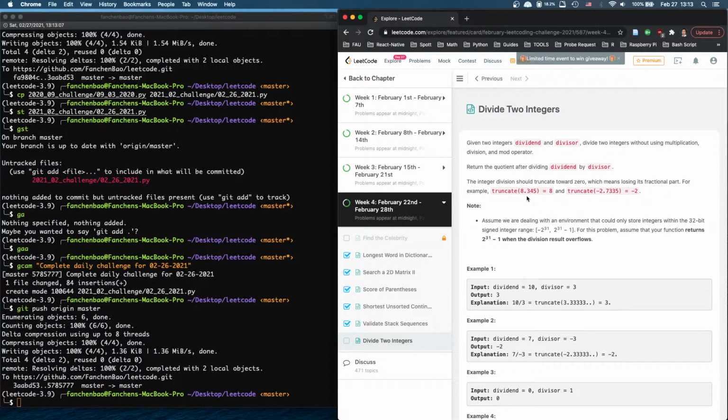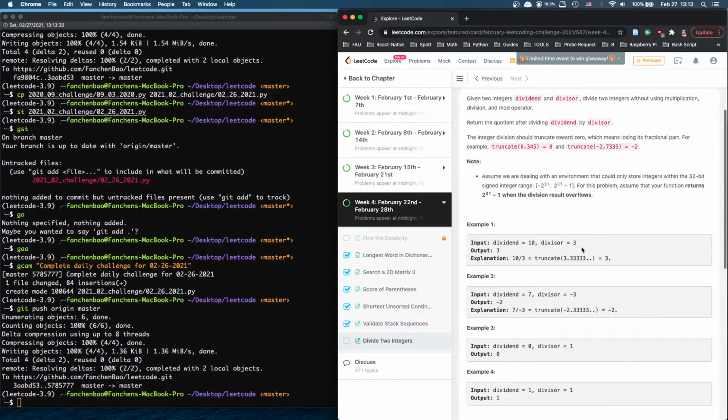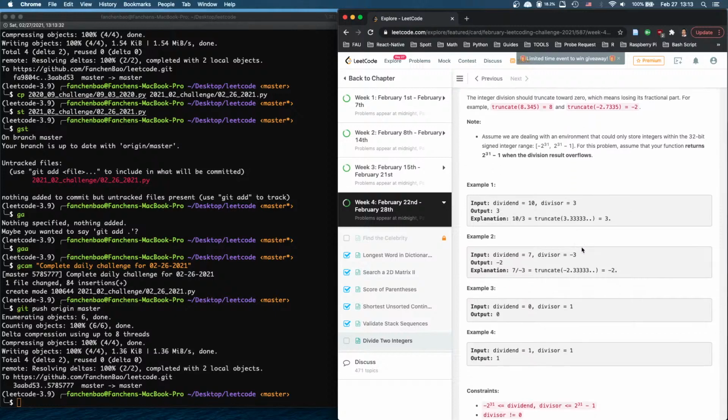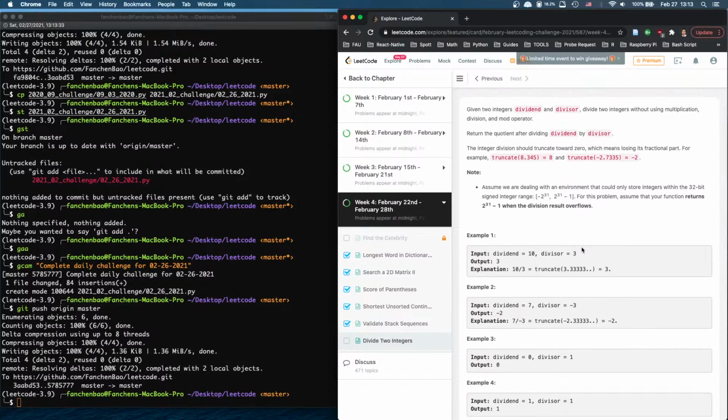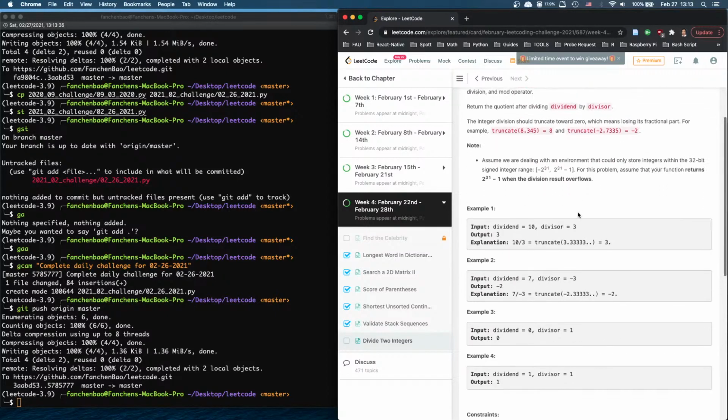For example, truncate this, okay. Assume we're dealing with an environment that could only store integers within the 32-bit signed integer range, okay. For this problem, assume that your function returns this when the division result overflows. It would overflow. Okay, so to write a divide.